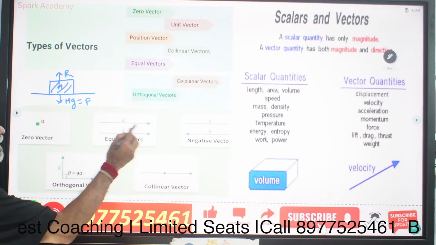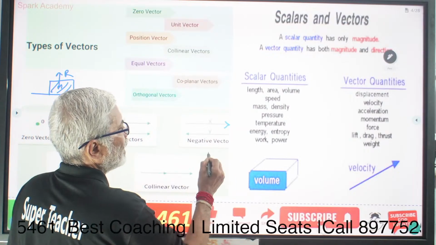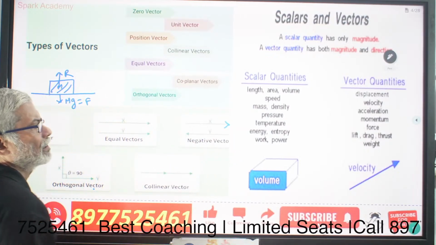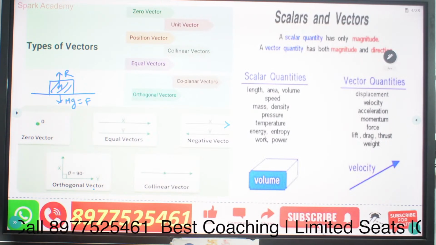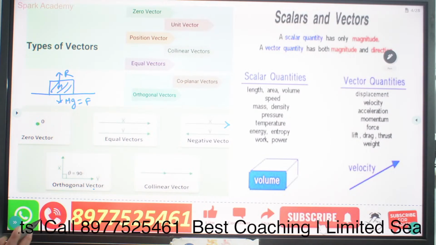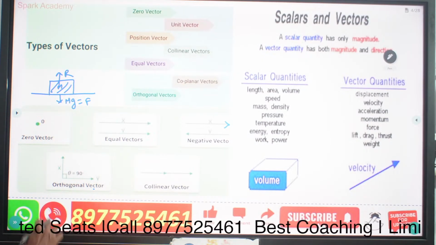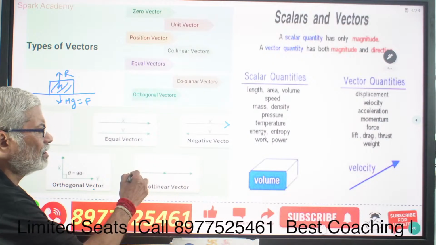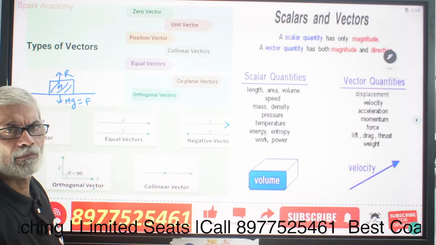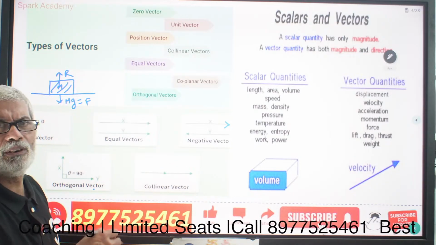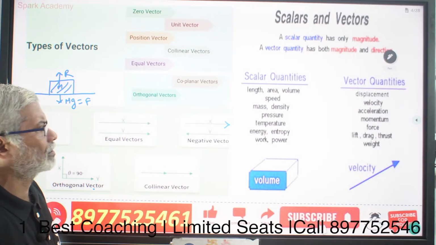Equal vectors, of course, are traveling in the same direction. Negative vector means if one vector direction is like this, another vector will be opposite. Then orthogonal vector means both the vectors will be perpendicular to each other. Orthogonality condition is there. Collinear means same direction. The two vectors are in the same direction. Collinear points we say, points lying on the same line. So this is an example of collinear vectors.